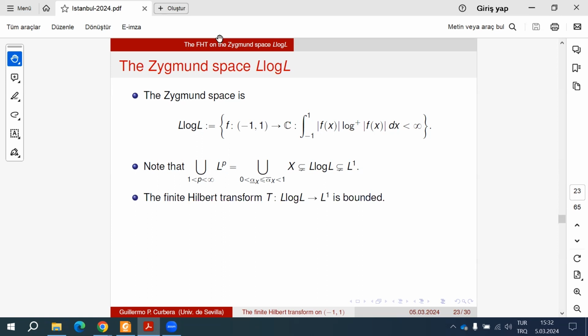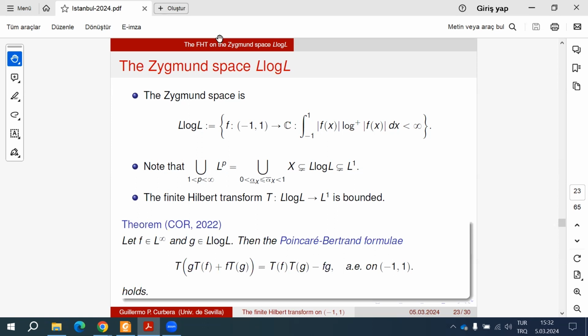Well, the first thing is that T maps L log L into L1. That's also bounded. And in the theory of the finite Hilbert transform, a very important tool is the Poincaré-Bertrand formula. It's a critical formula that goes back to Hardy. Hardy, in the 1910s, was trying to study whether one is able to permute two principal values, under which conditions a principal value can be taken in the reverse order. That is a non-trivial problem.